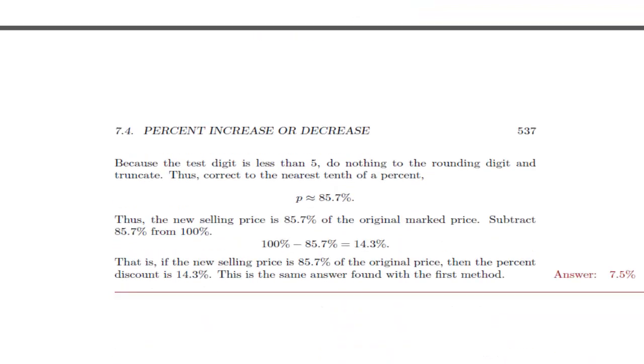Thus, the new selling price is 85.7% of the original mark price. Subtract 85.7% from 100% to get 14.3%. That is, if the new selling price is 85.7% of the original price, then the percent discount is 14.3%. This is the same answer found with the first method.